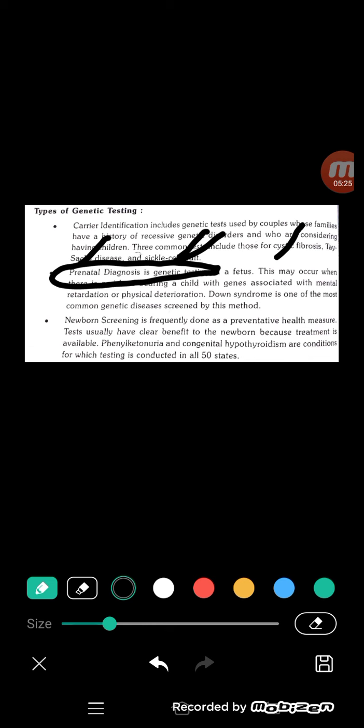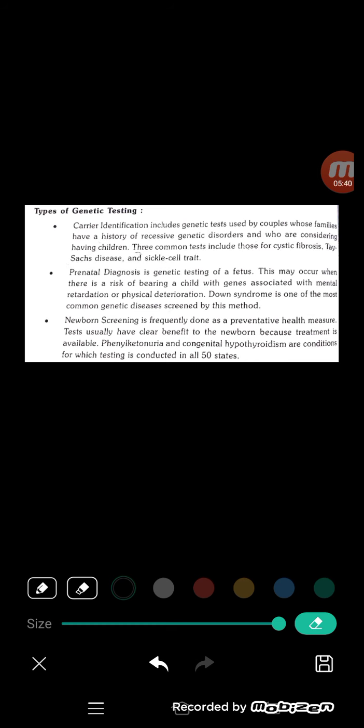And newborn screening, frequent tests, are also preventive health measures. And the next one, tests with clear benefits for the newborn baby, where treatment is available. Phenylketonuria and congenital hypothyroidism are all determined with these types of genetic tests.